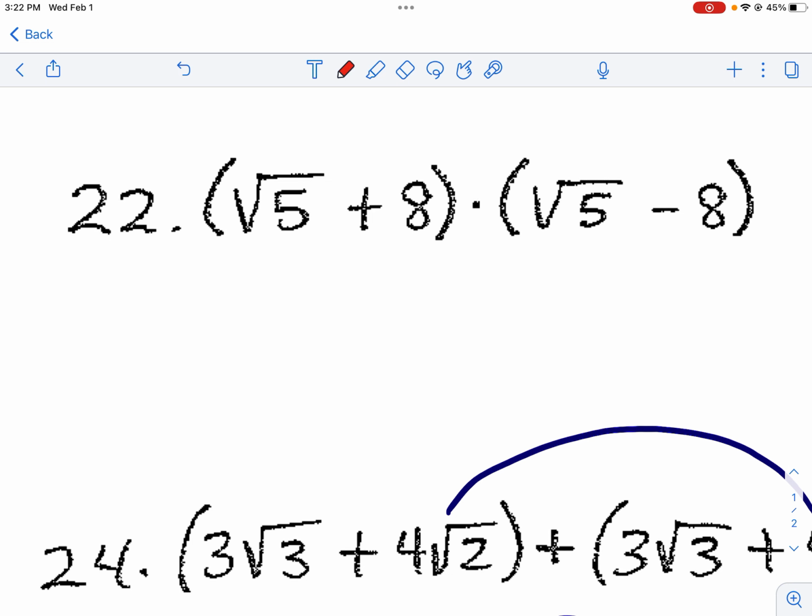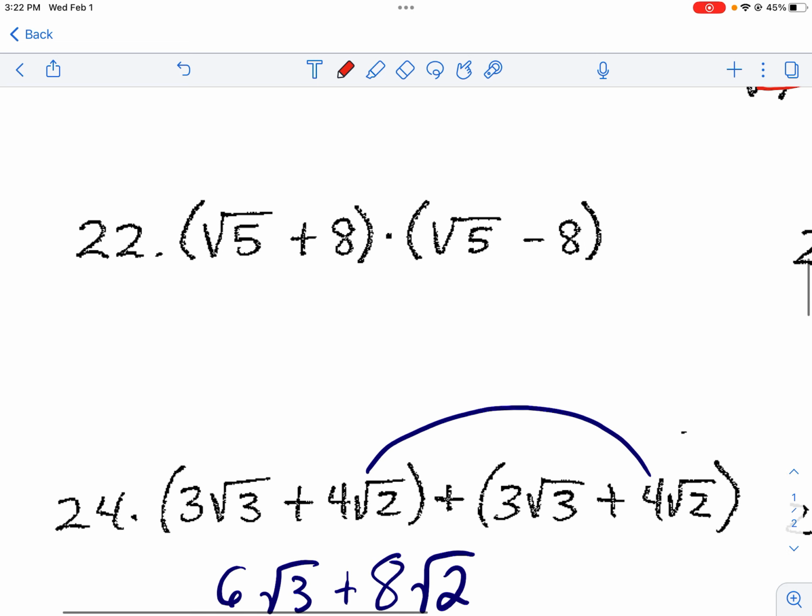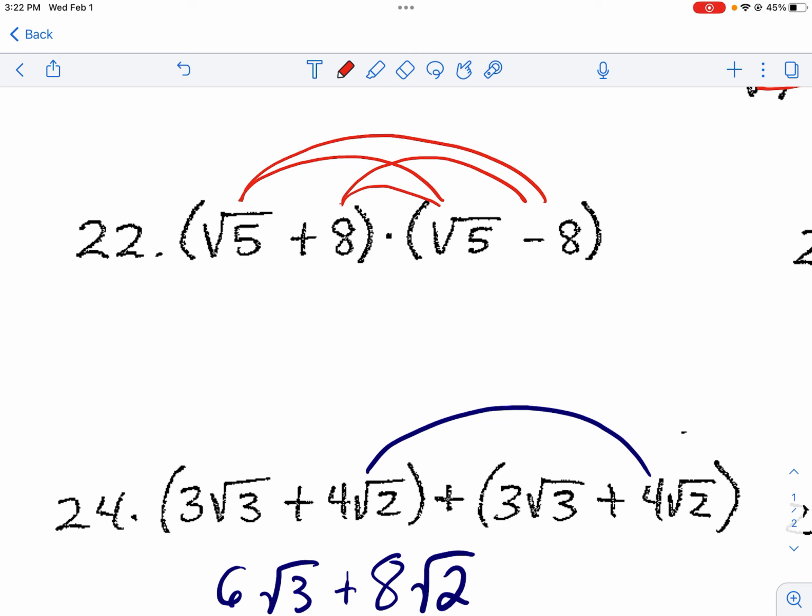Okay, I have square root of 5 plus 8 times square root of 5 minus 8. I could think of this as a difference of squares, or maybe an easier way is to think of this as a polynomial, like a binomial, so we can distribute twice. It's just like doing a double distribution, which many people refer to as FOIL for binomials.